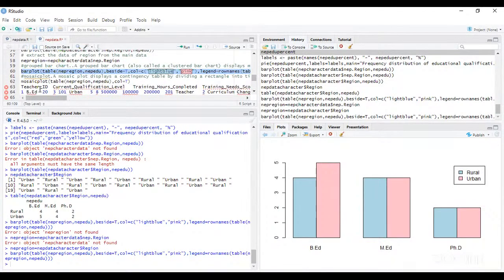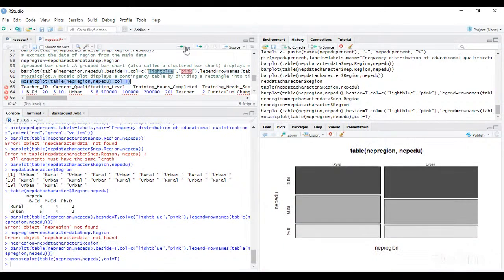Now we will see the last plot, that is called mosaic plot. Ma'am, run line 62. This is the last plot. So we are getting region-wise bars, which are actually composite bars showing the three different education qualifications. In this you will see the colors are the same. It is more like a contingency table type.